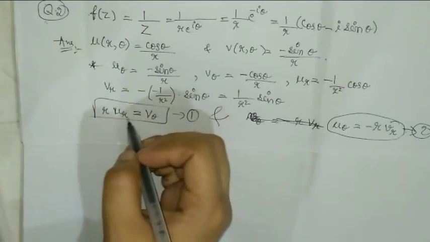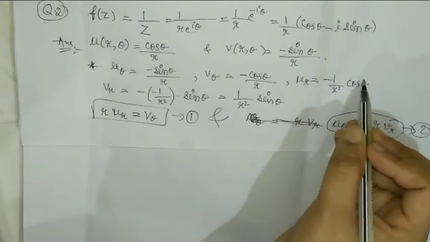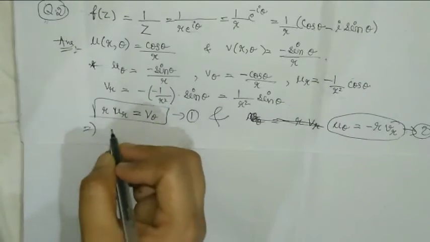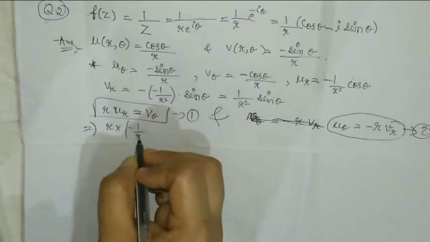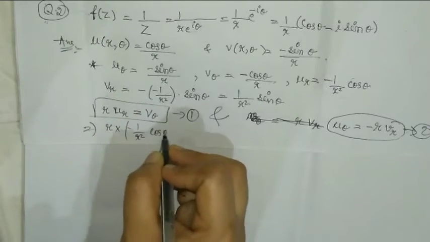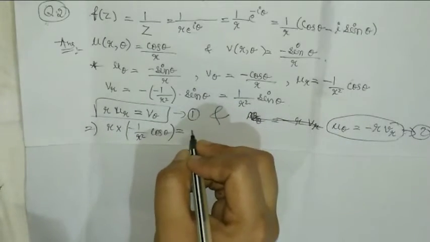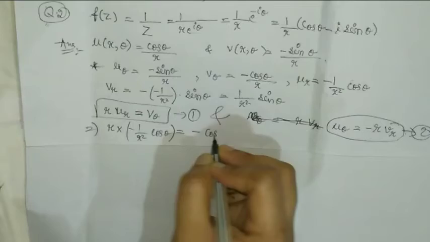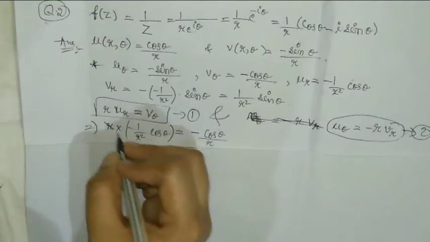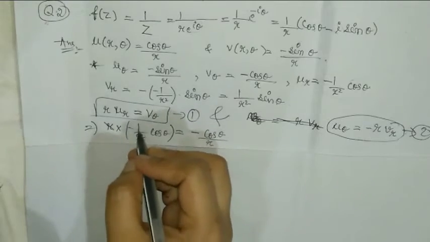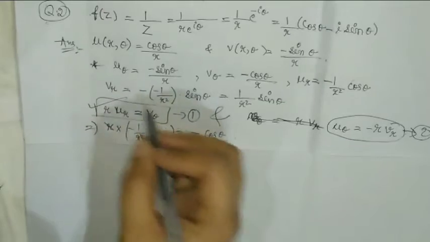See here, ∂u/∂r is equal to -1/r² · cos θ. Let us see whether we can write this in this form or not. r · (-1/r² · cos θ), which is equal to, now this is equal to minus of cos θ / r. Alright, so on cancellation we can see that the LHS and RHS both are equal, so this first equation is satisfied.